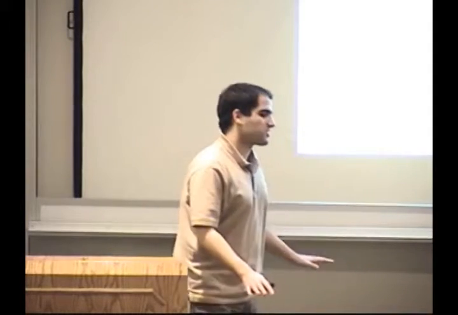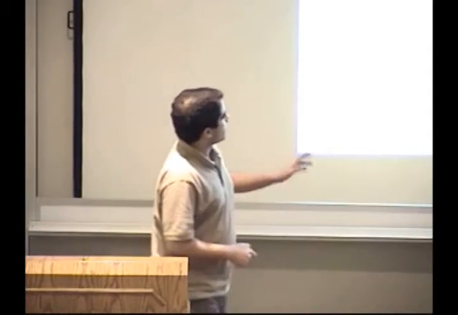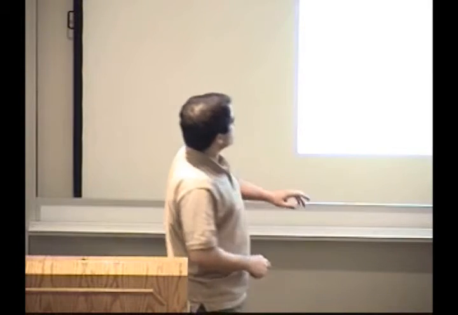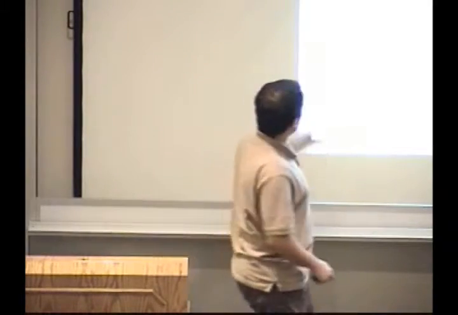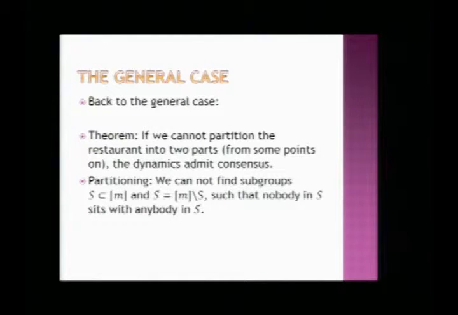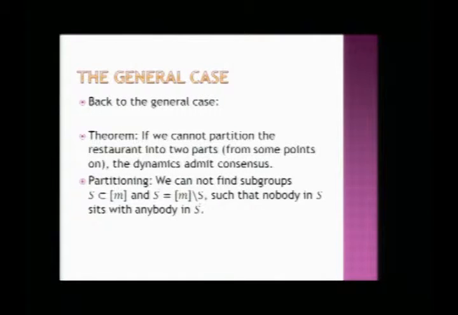If we cannot partition the restaurant into two separate restaurants, such that we have two subgroups, one S and one S bar, the rest of the people, where S goes to this restaurant and S bar goes to that restaurant, if we cannot do that from some time on, then we will admit consensus. This is not trivial, but you can show it with this V function.